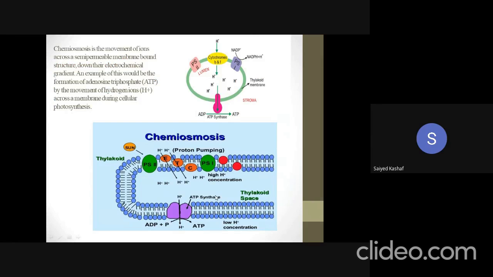Now this is the process through which we can understand how this ATP has been formed. So this is the chemiosmosis theory, in which the movement of ions across the semi-permeable membrane goes down their electrochemical gradient. An example of this is the formation of adenosine triphosphate by the movement of hydrogen ions, H+, across the membrane during photosynthesis. So we know that this is the structure of the thylakoid membrane, and it contains 5 supramolecules, right?